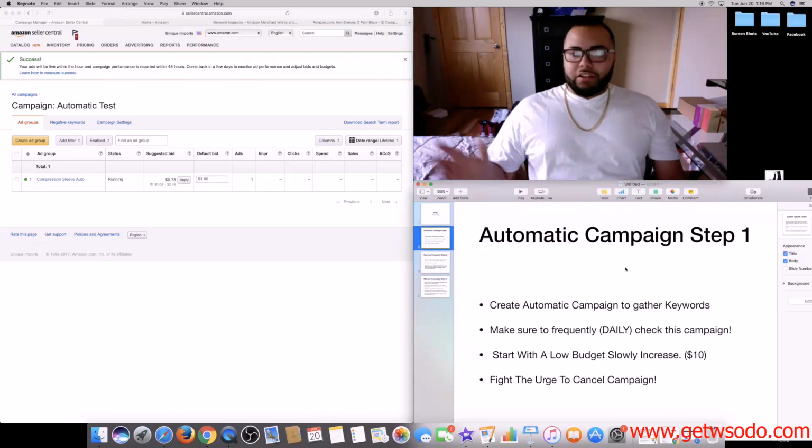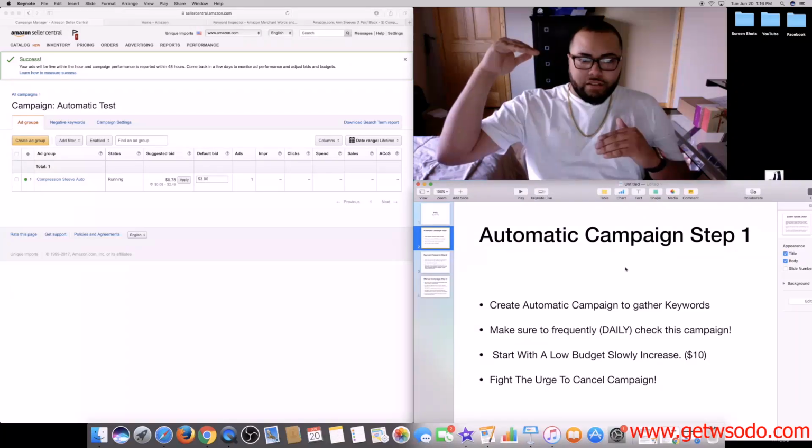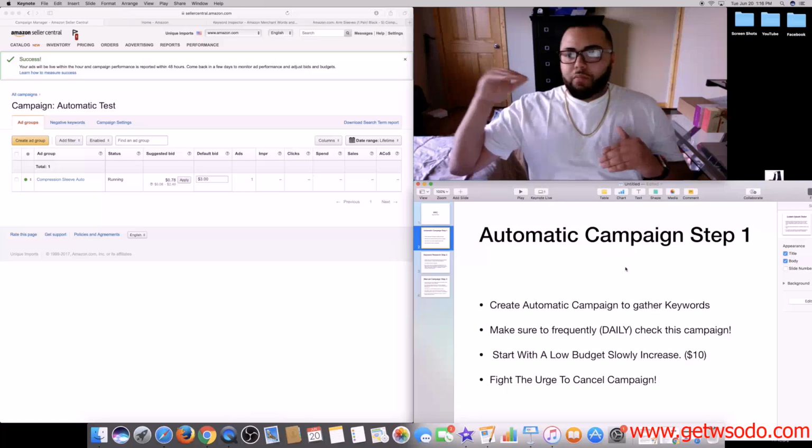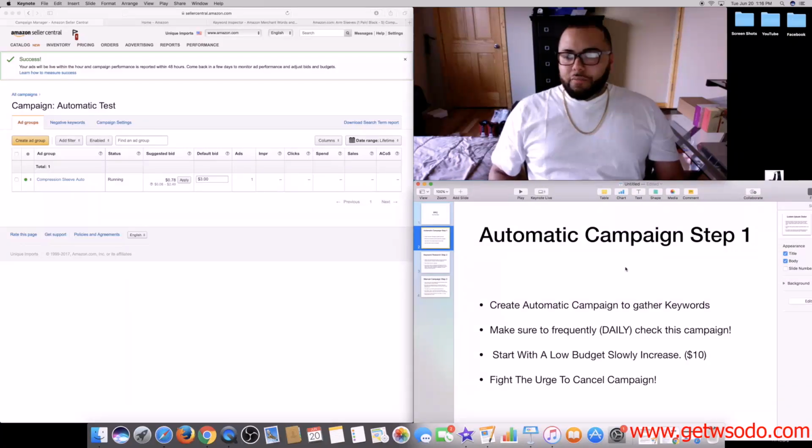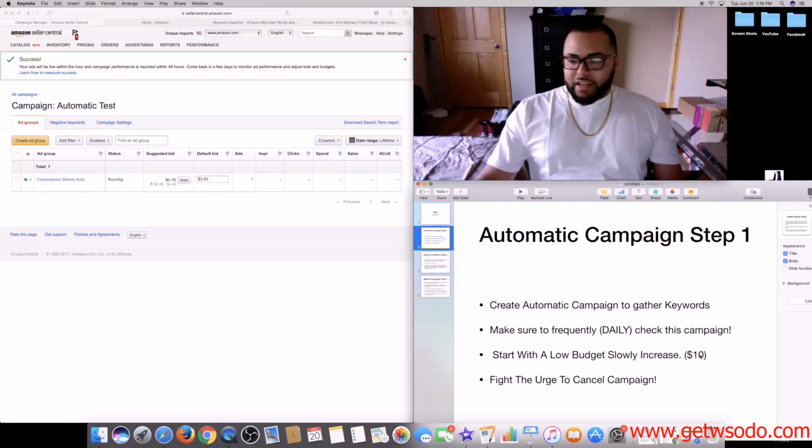If this thing gets out of control, don't worry about it. You have your daily budget at $10, so you'll never spend more than $10. If it's not profitable, don't worry. That's why we start with a low budget. You need at least $10.